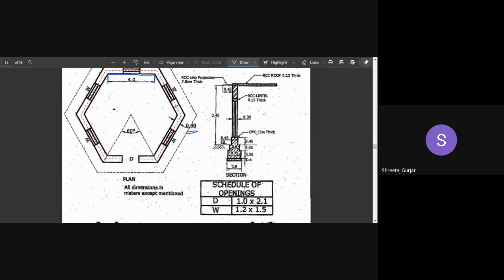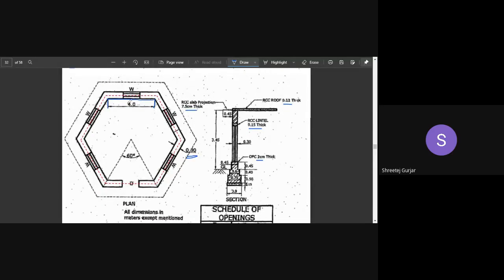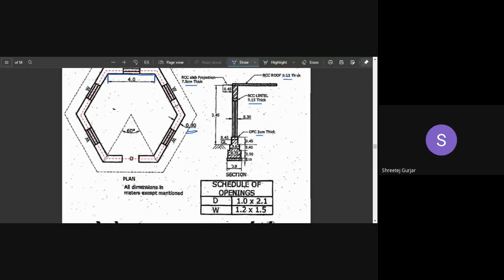DPC is of 2 centimeter thickness. RCC roof is of 12 centimeter thickness. RCC lintel is 15 centimeter thickness. Then there is this RCC slab projection, which is 0.45 meter in width and 7.5 centimeter in thickness. The schedule of openings is given for doors and windows. I hope this is clear, and this angle is 60 degrees.